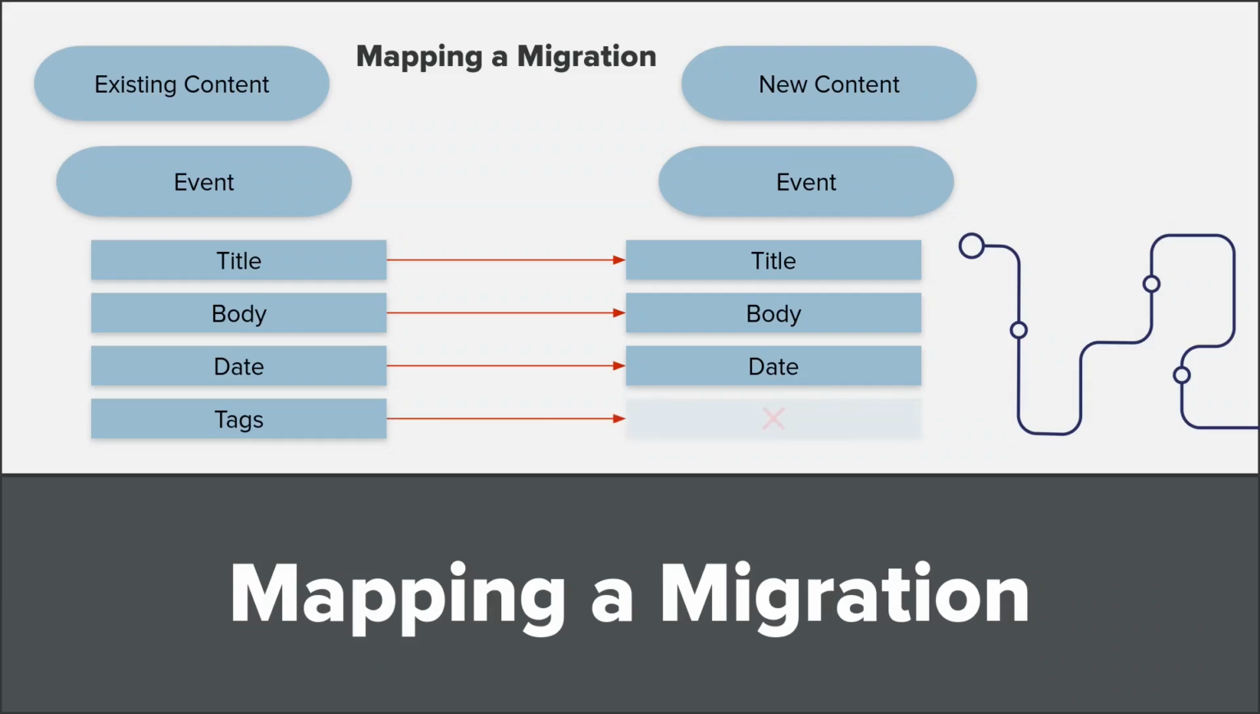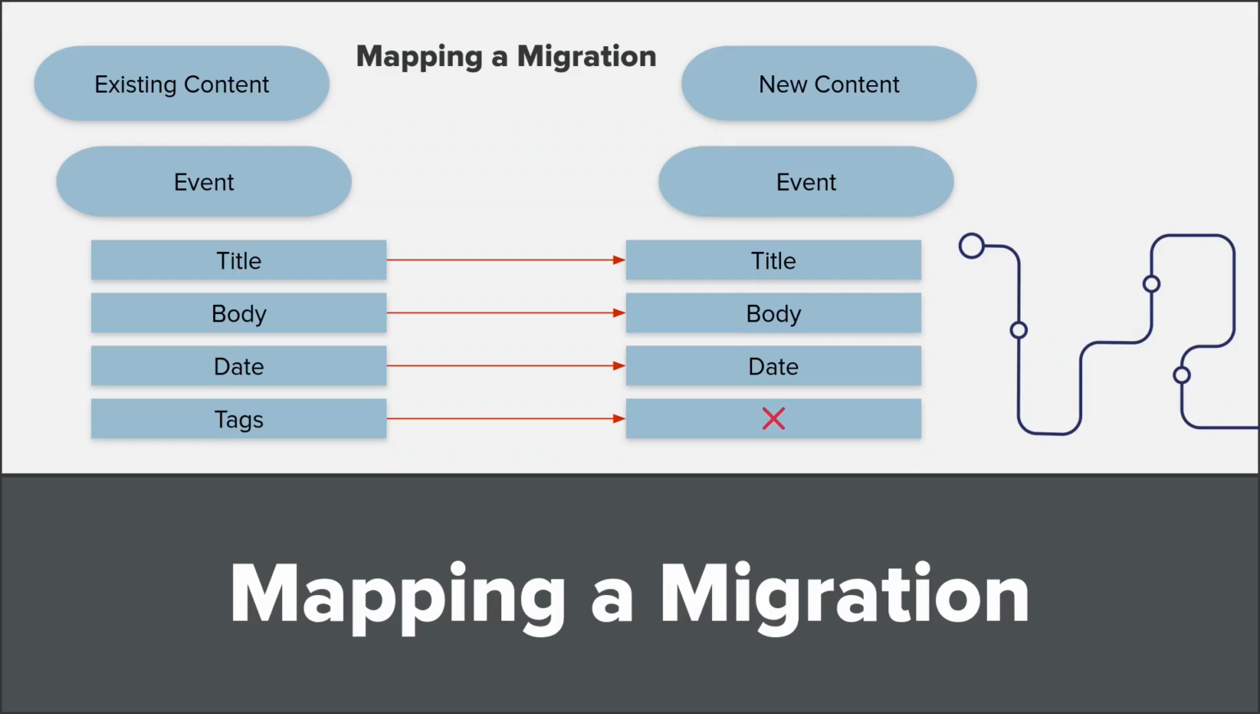And as you'll recall a few slides back, during the content audit, we already decided that we don't need that taxonomy anymore. So what do we do? It's pretty simple. You just get rid of it. You don't need to map it. You don't need to bring it across.